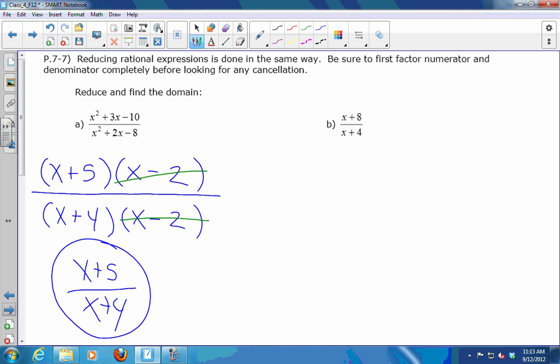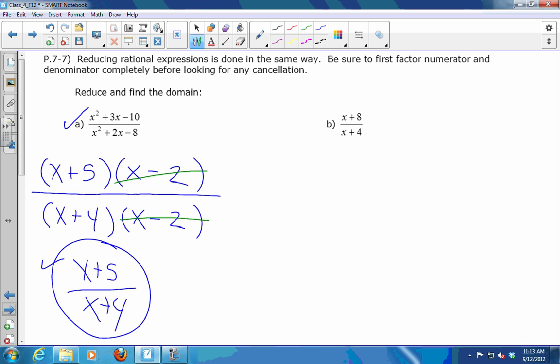The domain is all numbers except -4, and what else can we not plug into the original expression? You can't plug in a 2 either into the original one. So this expression and this expression are completely the same, right? They're equal, except for the fact that in this one I can't put in -4 or 2. This one I can put in a 2. So in order to make these two continue to be equal, I have to restrict the domain.